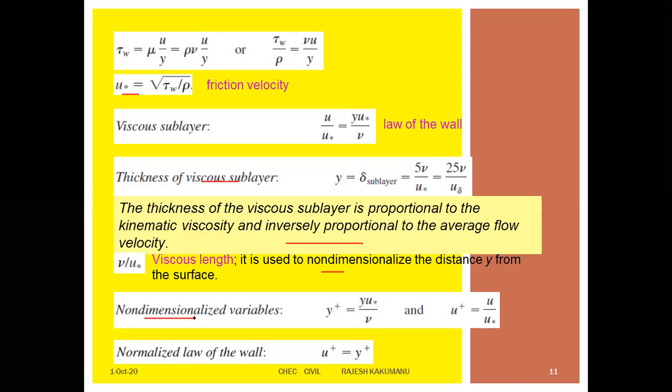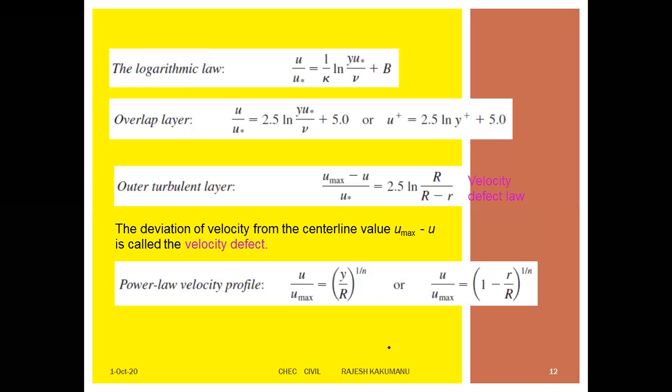Therefore, the non-dimensionalized variables are y plus is equal to y u star by nu and u plus is equal to u by u star. But the example will not get this type of thing, so we'll ignore this one. Then the logarithmic law: u by u star is equal to 1 by k times the integral of y u star by nu, plus a constant.